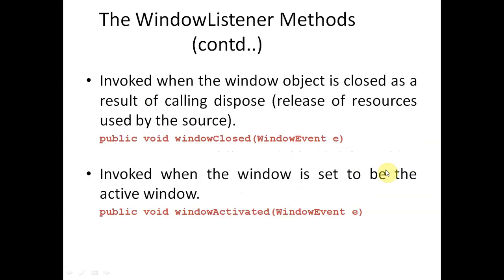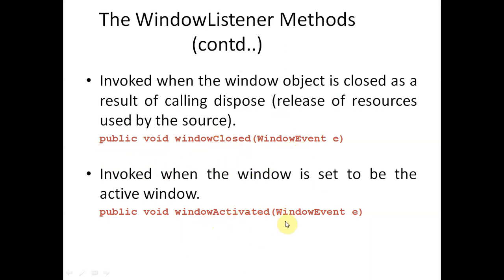And when we have finally closed the window, windowClosed is invoked when the window object is closed as a result of calling dispose. So this releases the resources used by the source. We will write all the statements related to resource closing. Suppose some resources are being utilized in the program, so they will be released. So we can write this type of statement inside the windowClosed event handling function.